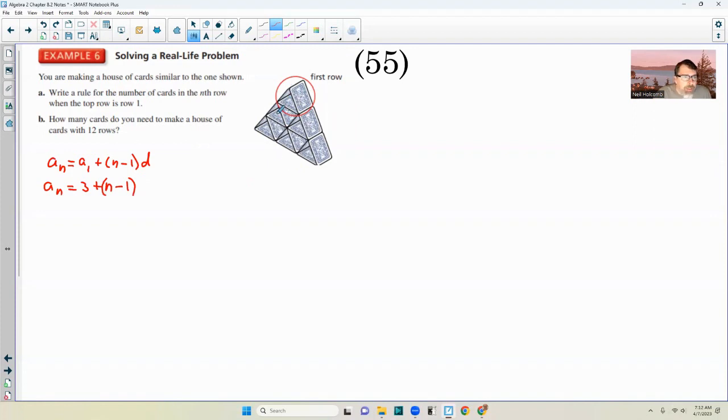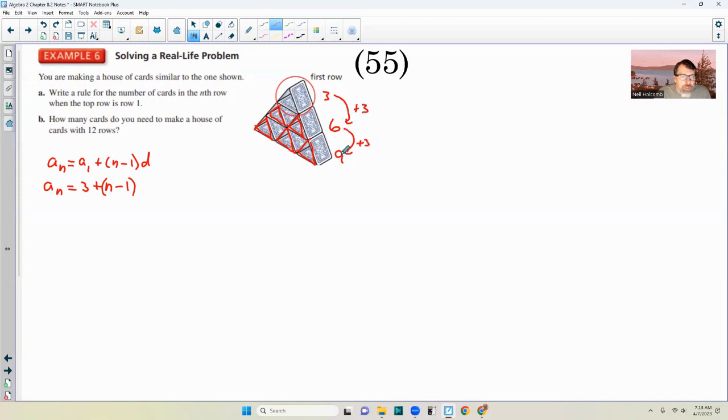Okay, there are 3 cards here, and then 1, 2, 3, 4, 5, 6 in the second row, and then 1, 2, 3, 4, 5, 6. So in other words, there were 3 in this row, and then 6 in the second row. 1, 2, 3, 4, 5, 6, 7, 8, 9 in the third row. And that is a common difference of 3.